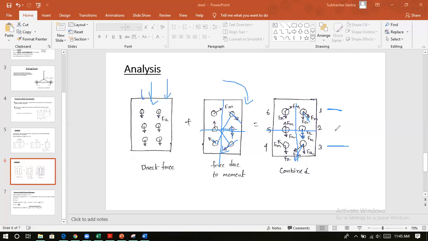may be critical. So when we are solving a problem, we have to judge which bolt can be critical, and if we try to find the forces on each bolt, it will take a lot of time. So based on our experience, we have to judge which bolt will be critical, which bolt can be susceptible to failure. Okay, so in the next slide we will be seeing how to calculate the force due to moment.